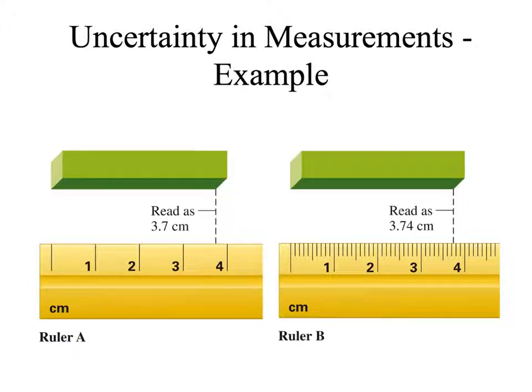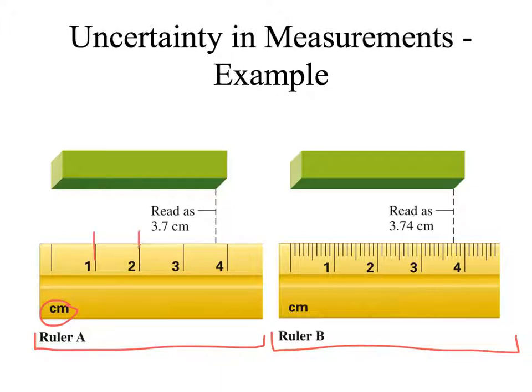So if we're looking here, we have uncertainty in measurements as an example. We're looking at ruler A on the left and ruler B on the right. Well, in ruler A, we're looking at centimeters, but the lines on this ruler are 1 centimeter apart. When we're taking measurements, we always estimate 1 decimal point beyond what we can actually see.